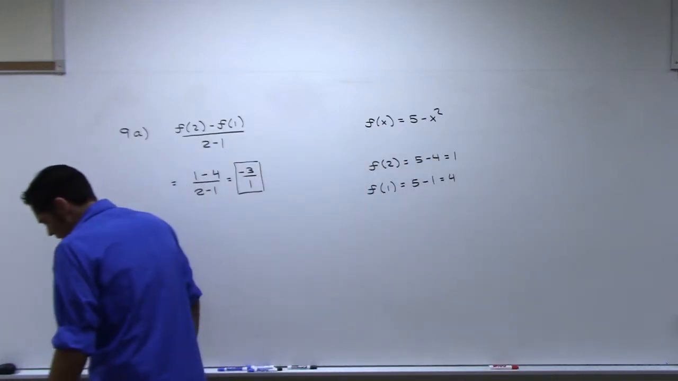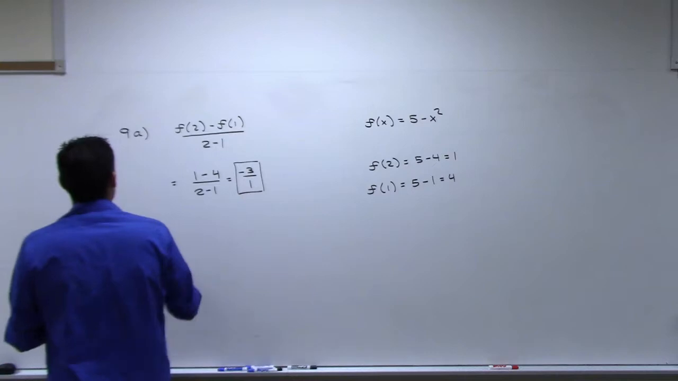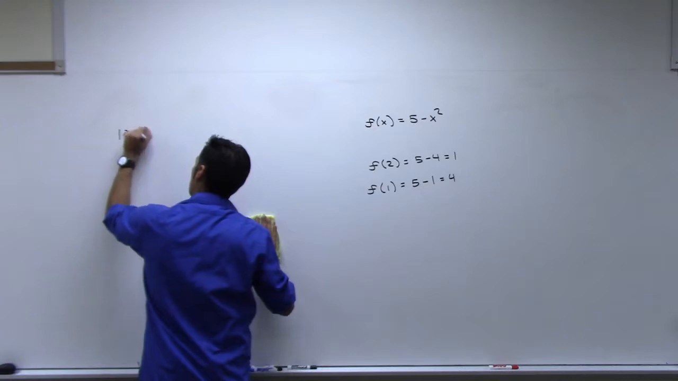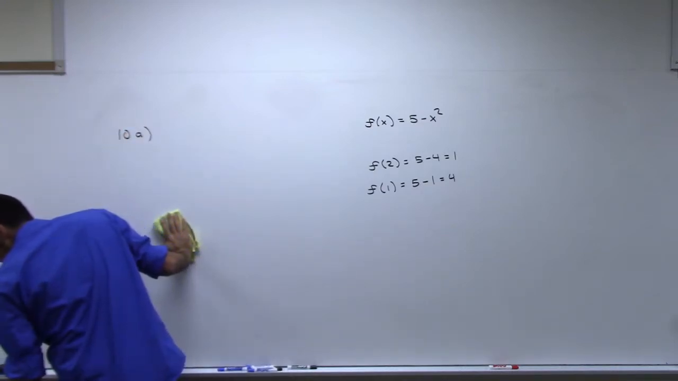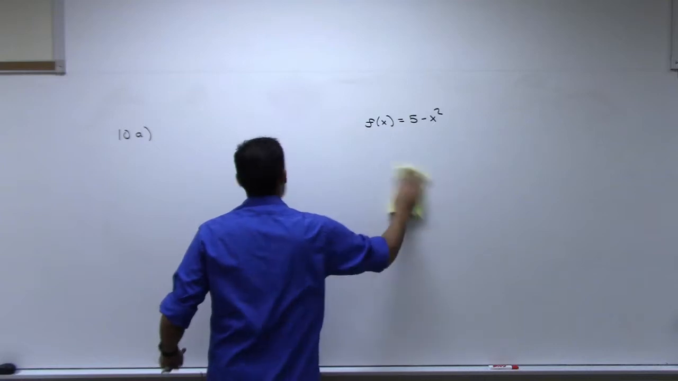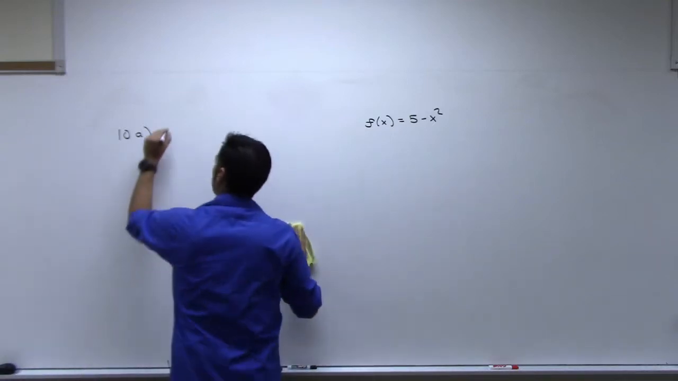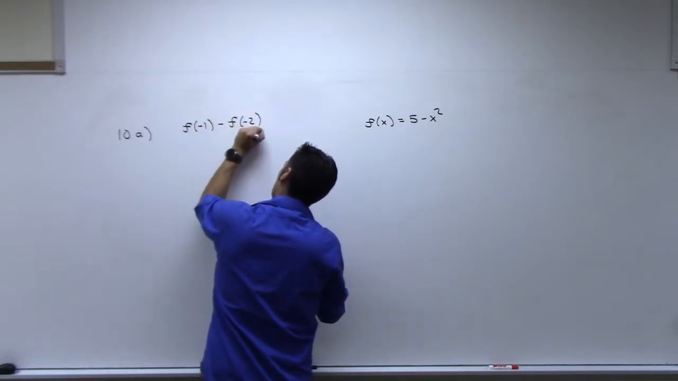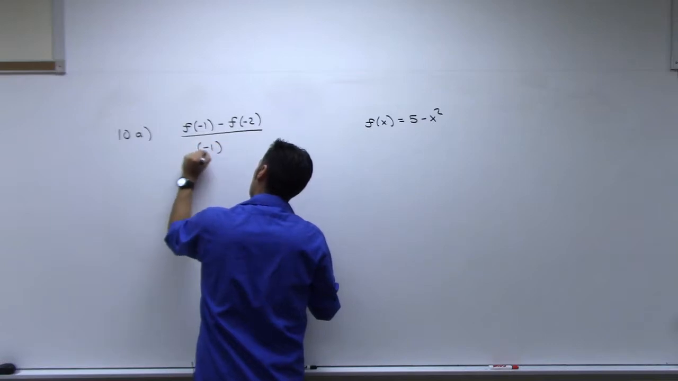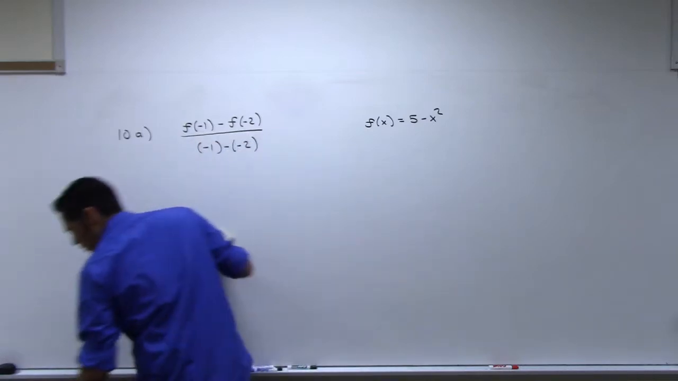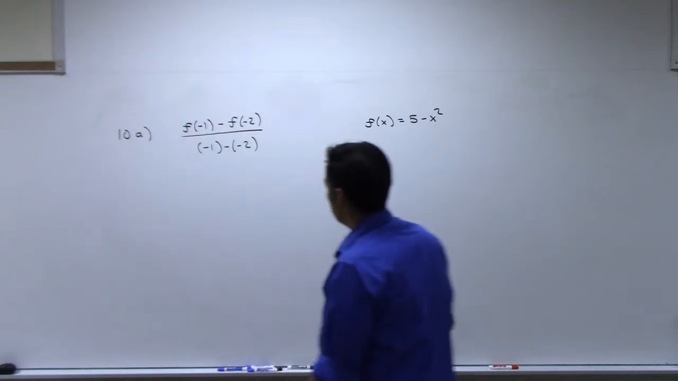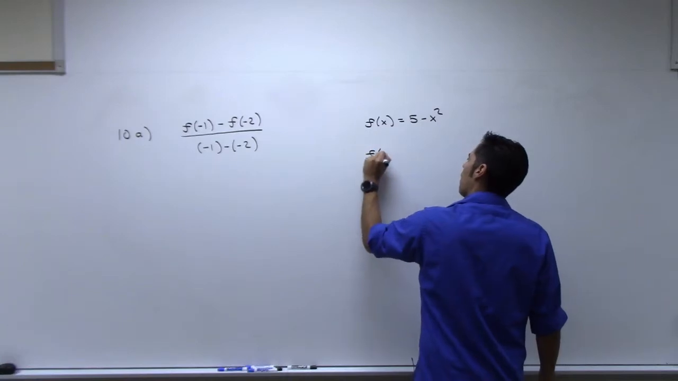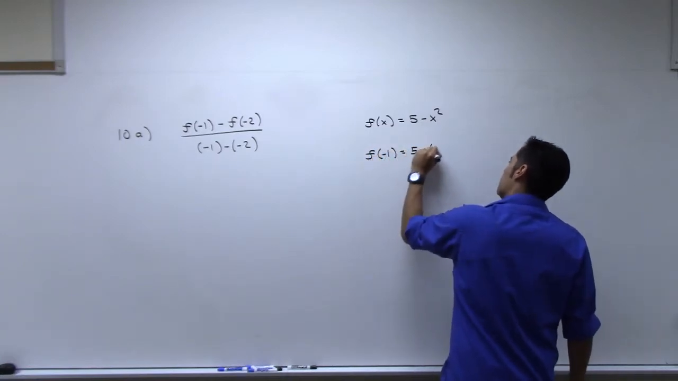All right, so on number 10, part A, we are looking at the same graph, same function, except this time we want f of negative 1 minus f of negative 2 over negative 1 minus negative 2. Let me make sure I wrote that down the way they have it. Yep. So same exact thing. We're going to come over here. We're going to figure out what f of negative 1 is first.